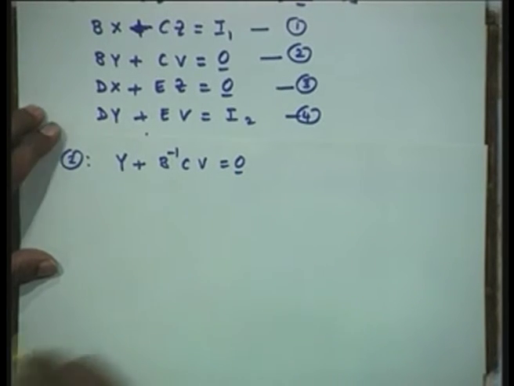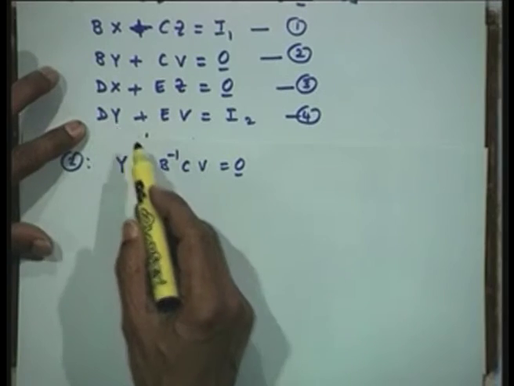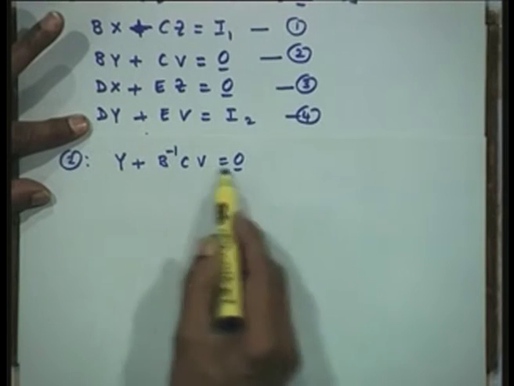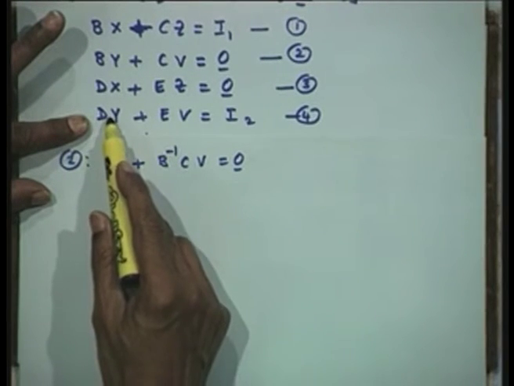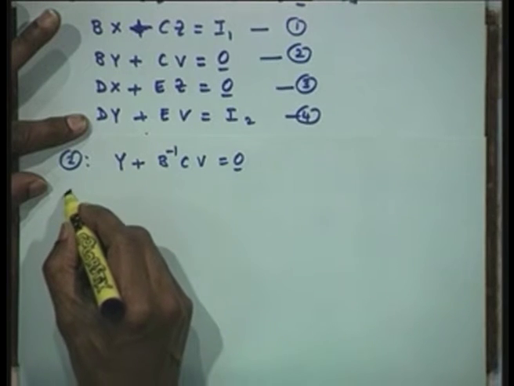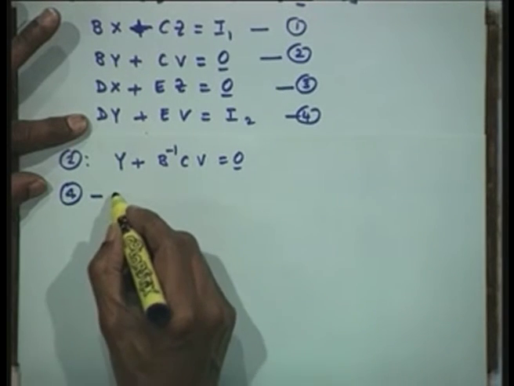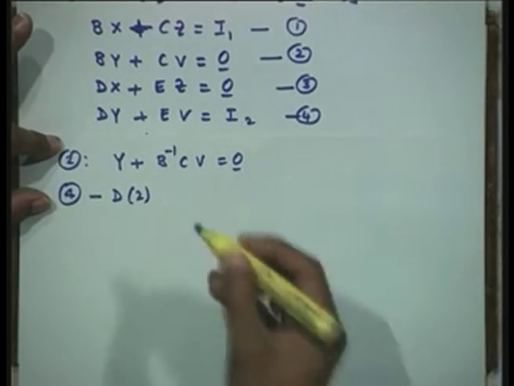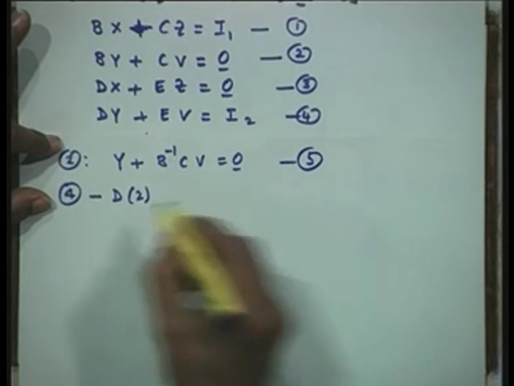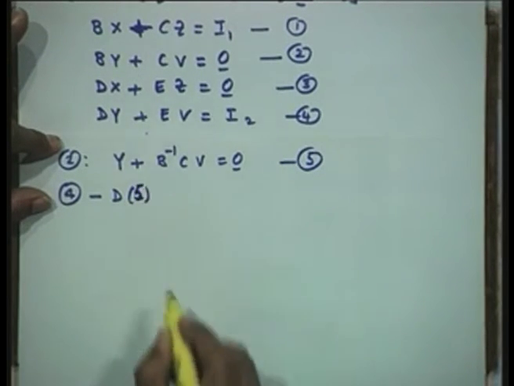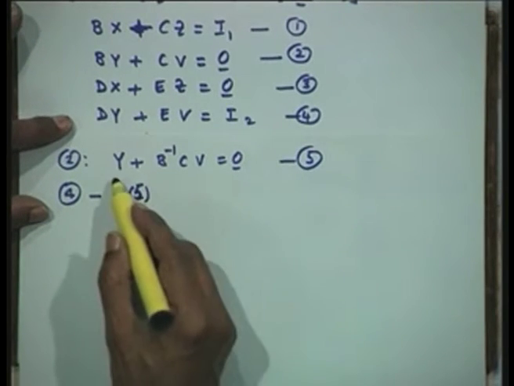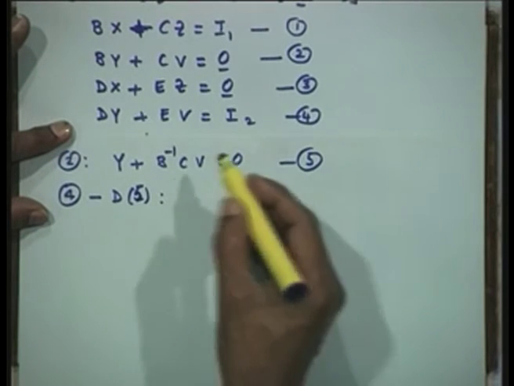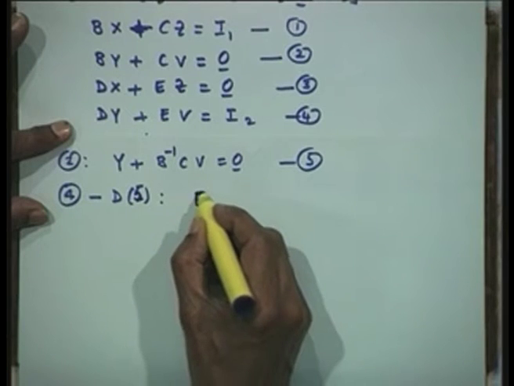Now, I eliminate y from 4 using this. What I have to do here is pre-multiply this by d and subtract from here. So I will take equation 4 minus d into equation 2, let us call it 5. From 4 I pre-multiply this by d and subtract from there. What does that give us? I am subtracting, that is equal to E.